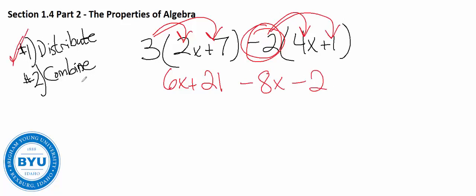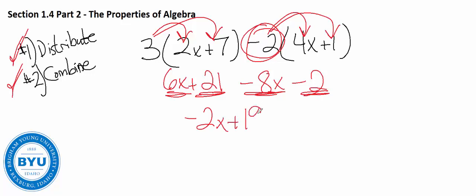So now that we've distributed, we can combine our like terms. We'll combine our x's with our x's. Ooh, that sounds like a song.